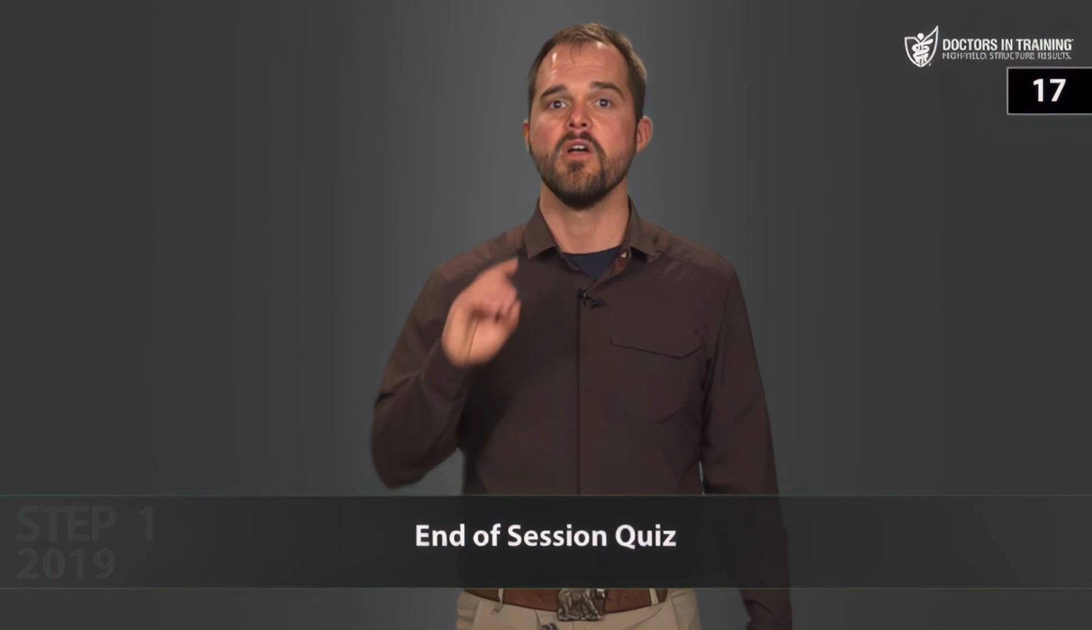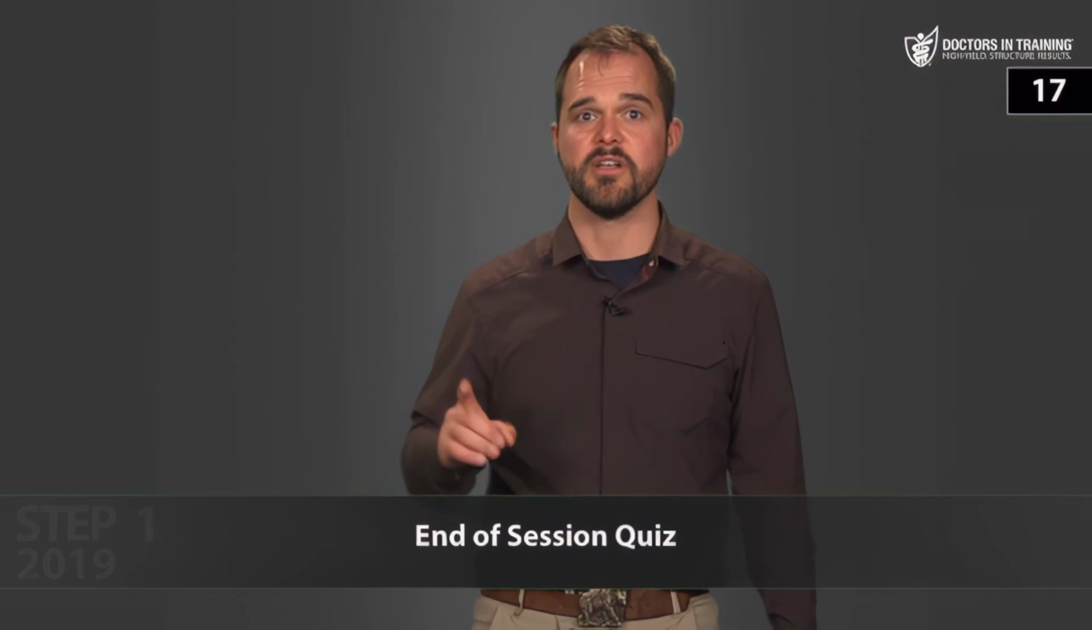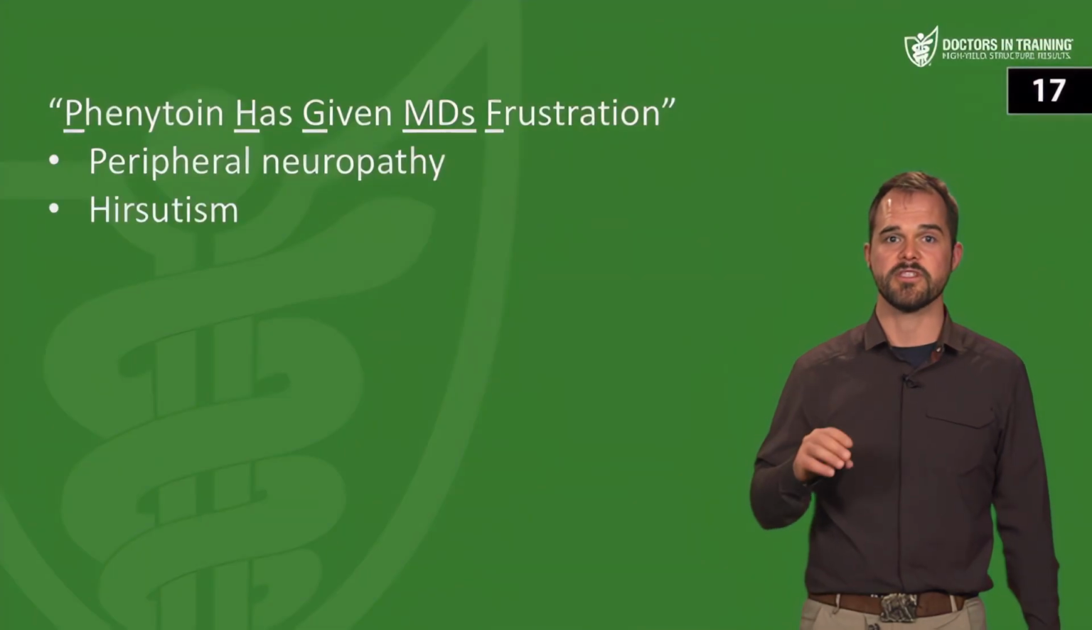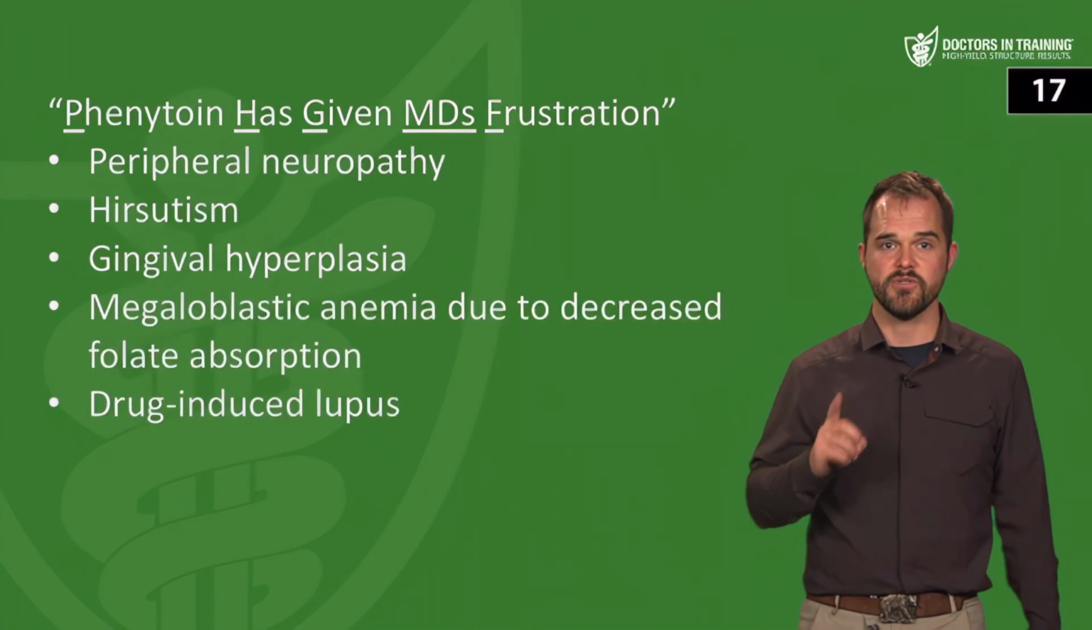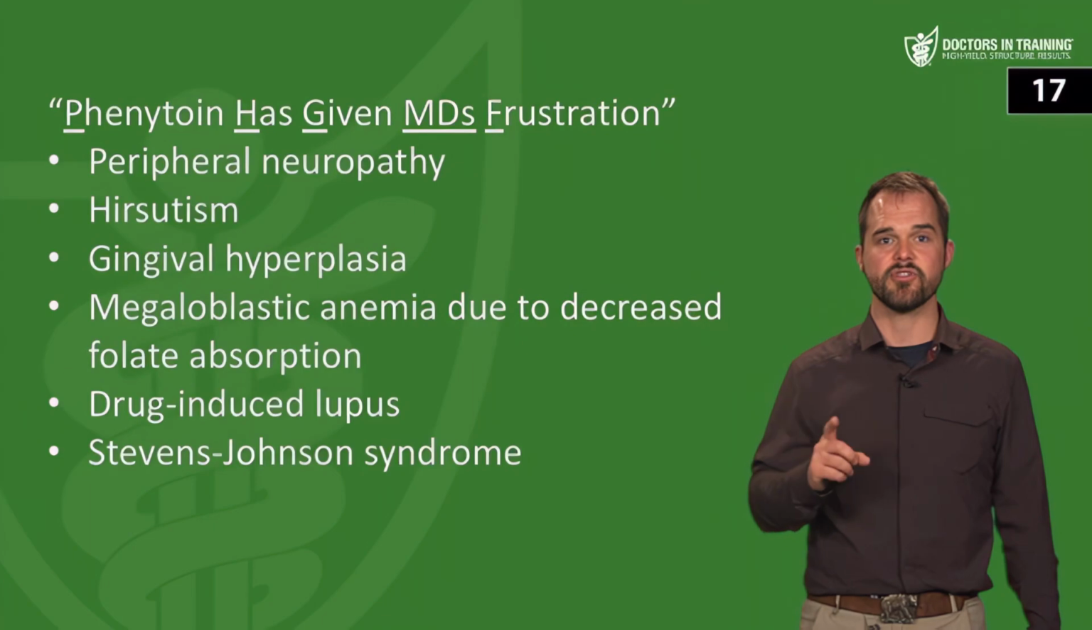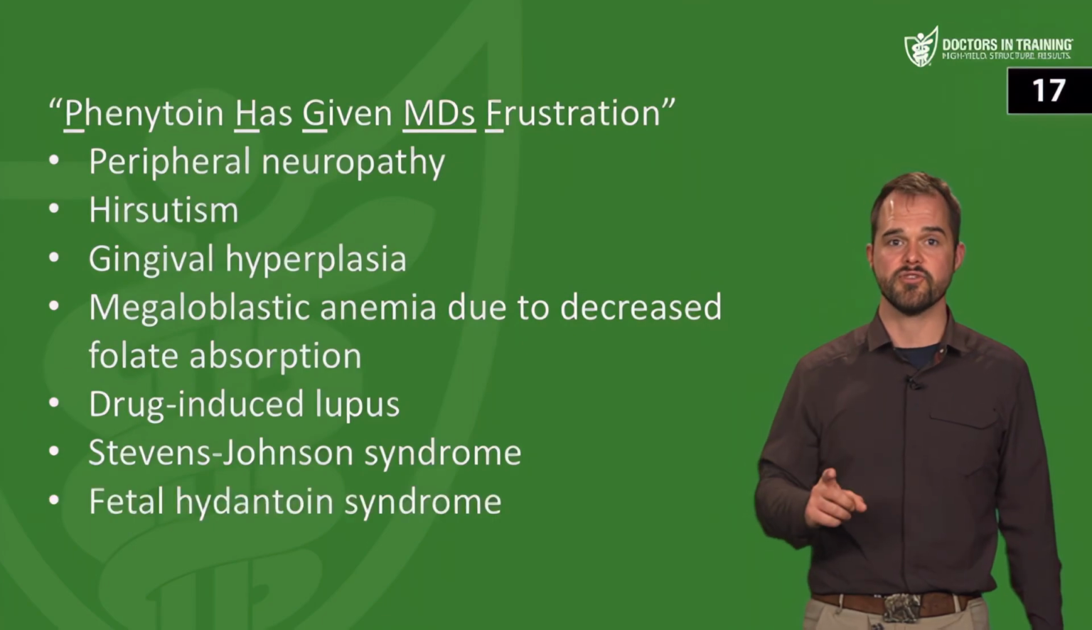Last question. What are the toxic side effects of phenytoin? Phenytoin has given MDs frustration: peripheral neuropathy, hirsutism, gingival hyperplasia, megaloblastic anemia, drug-induced lupus, Stevens-Johnson syndrome, and fetal hydantoin syndrome. And a quick rapid-fire fact or two.